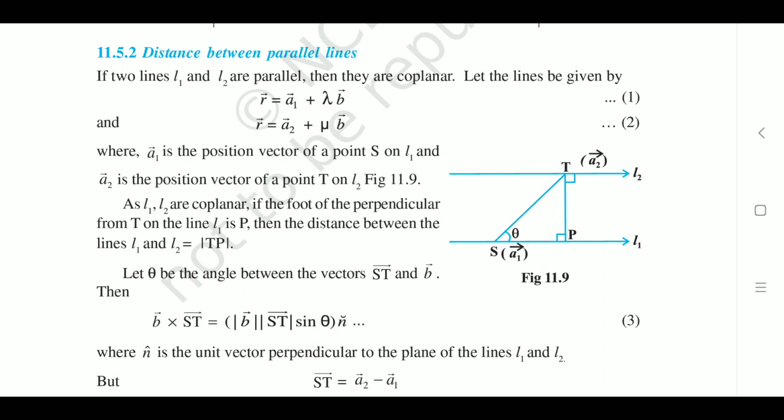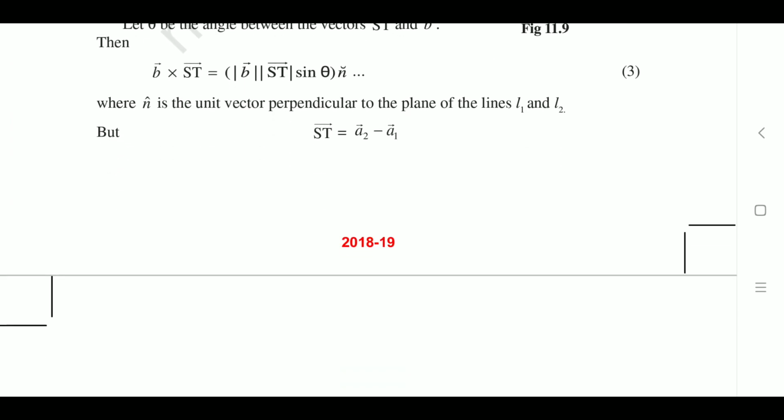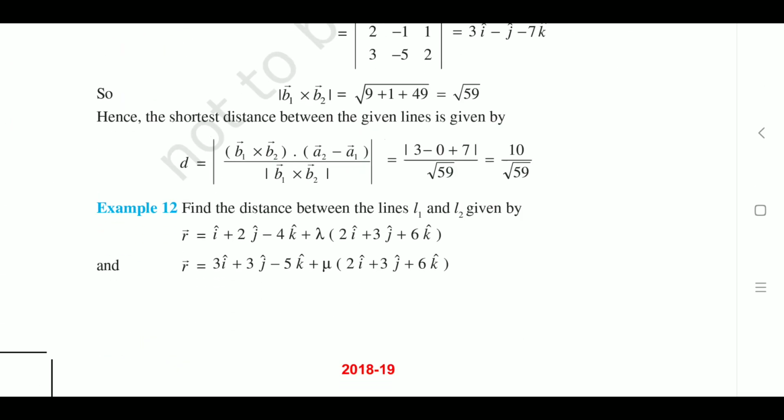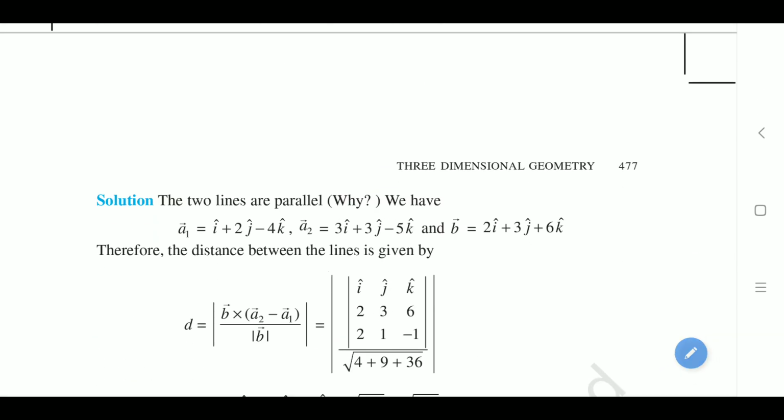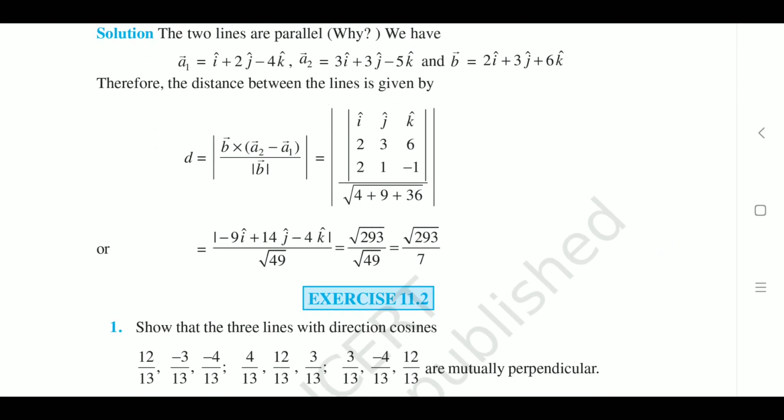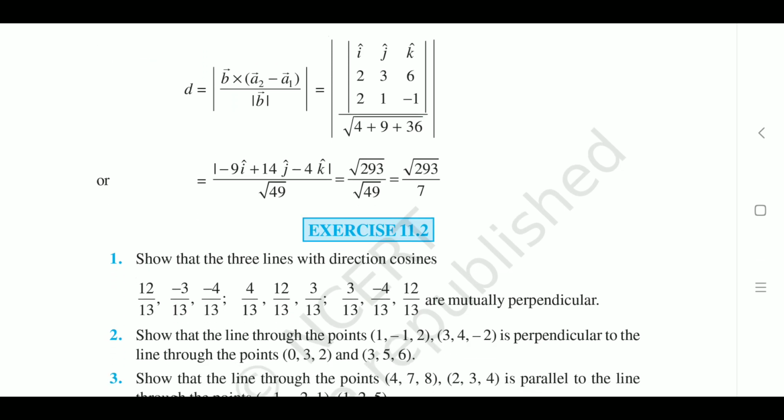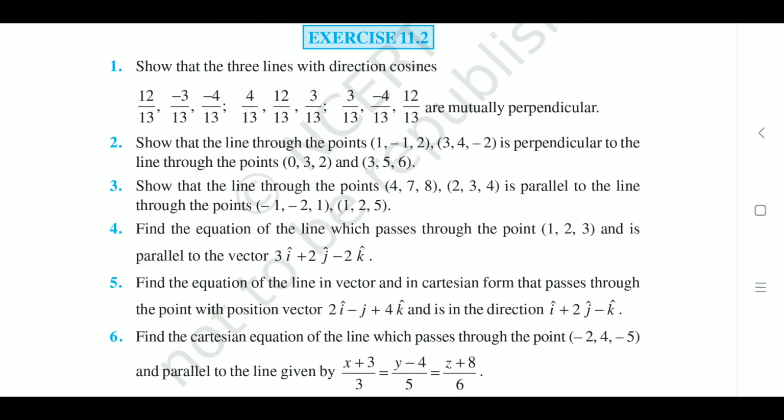now the distance between the two parallel lines already told you. Okay, a1 a2, do the cross product with vector b, where b is a direction cosine. Now how you will identify that these two lines are parallel? By their direction cosines or direction ratios. If direction ratios are equal, then these two lines are always what? Parallel to each other.